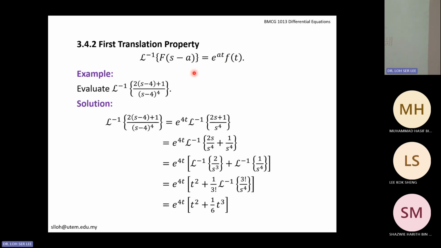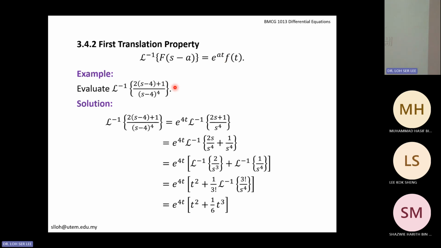So this is the formula. You have learned how to Laplace transform this to get F(s minus a). So now we will look at how to do the inverse Laplace from F(s minus a) back into the function in t, in the domain t.